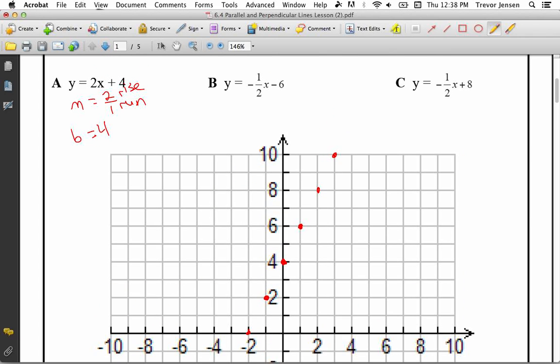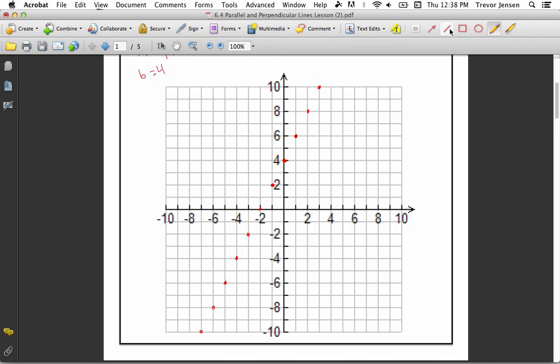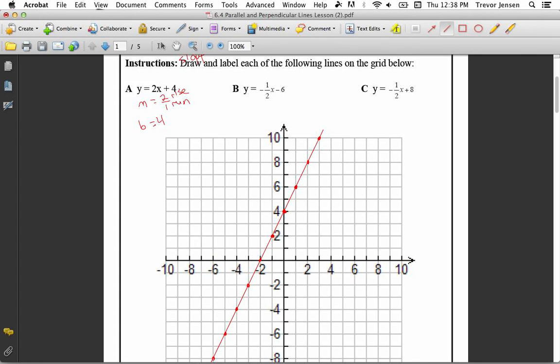And now what I want to do is connect all of those points with a straight line. So I'm going to zoom out just so I can get the straight line through all of the points. And then this is the graph of y equals 2x plus 4.